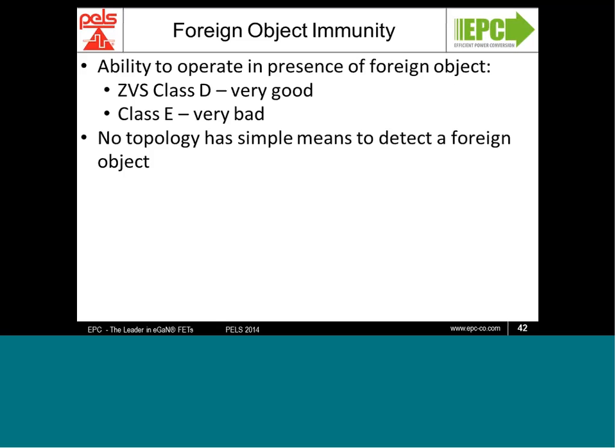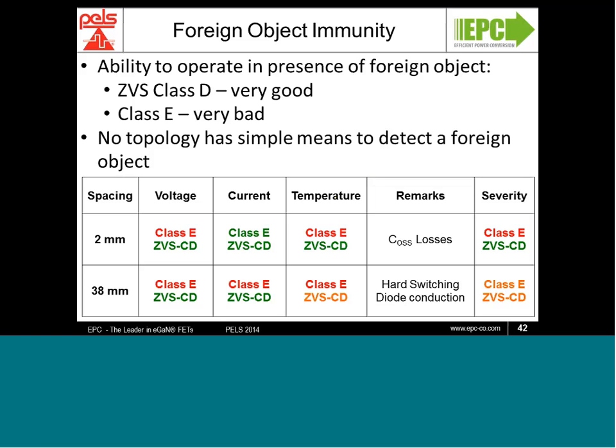So in the future, probably some improved controller ICs can build in multiple methods to detect that without communications. Here we have a summary again, and just to show that the 2mm case is bad for the Class E. The ZVS Class D is good overall with the 2mm case. And at 38mm, both converters have a slight issue with it, but in the case of the ZVS Class D, it can operate indefinitely.